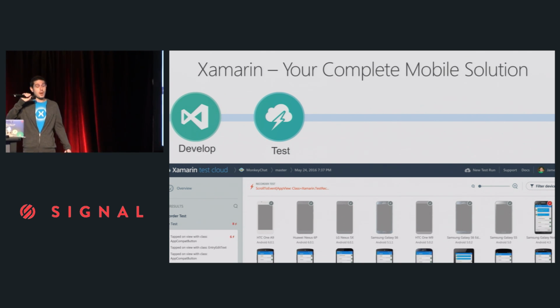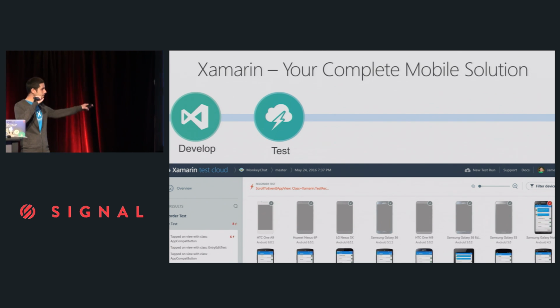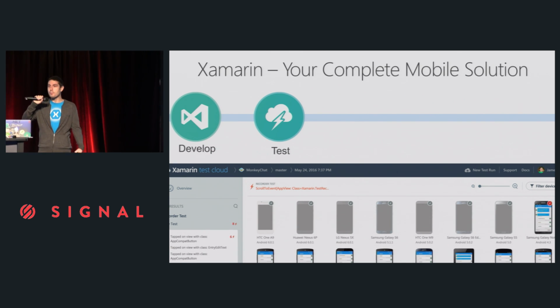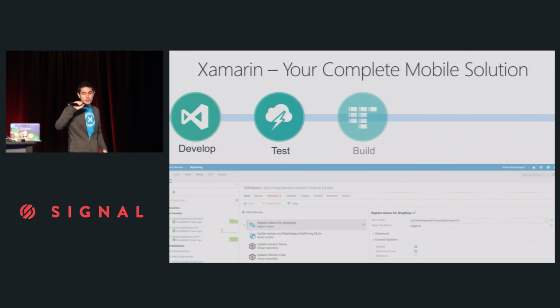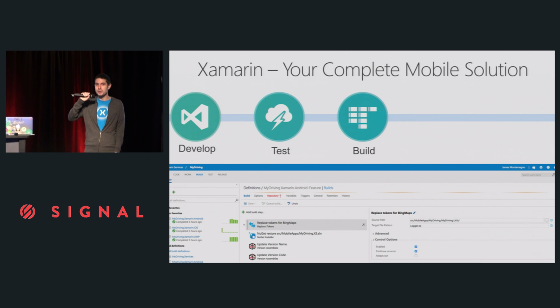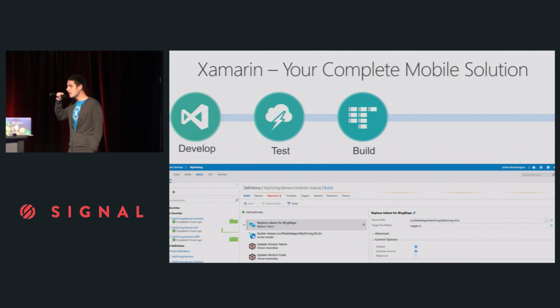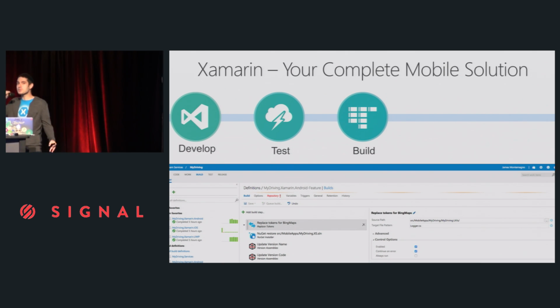But of course, you need to build your applications too. You can run those tests, Test Cloud completely free locally. Maybe you want to build it in CI. We work with tons of great companies like Bitrise, but we also have our own build server called Visual Studio Team Services, which is a very long name to say that it builds a bunch of stuff and ships it anywhere.